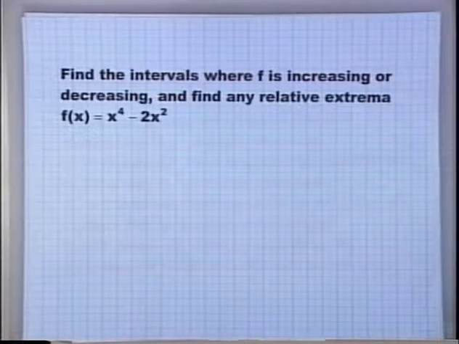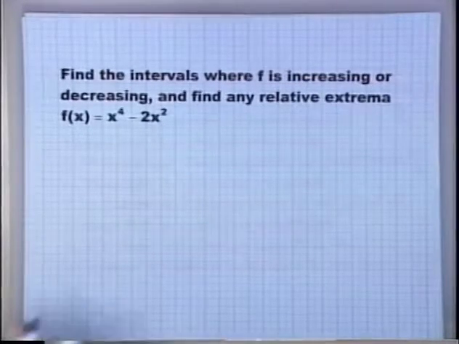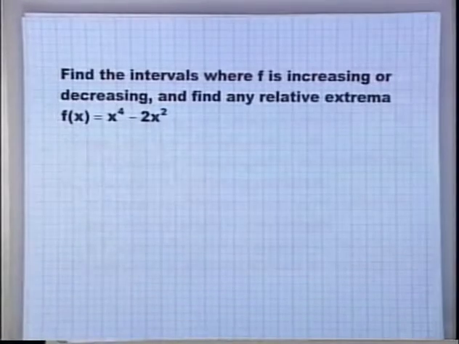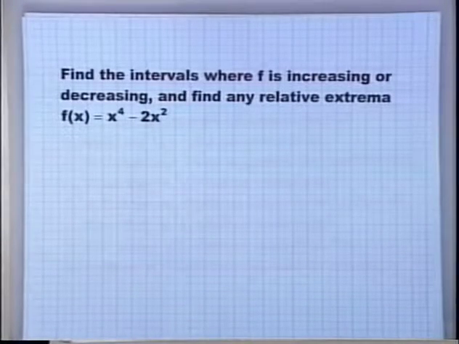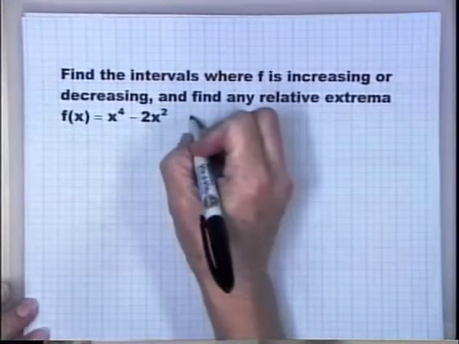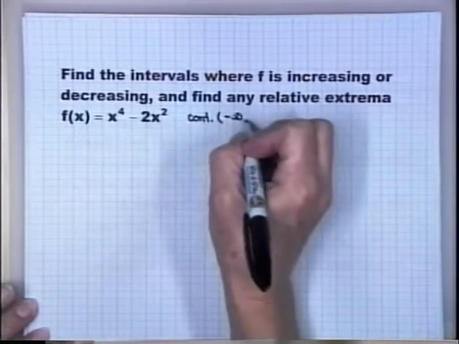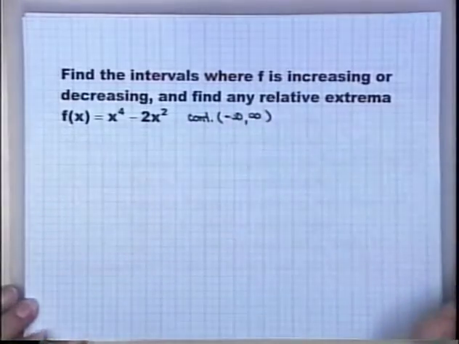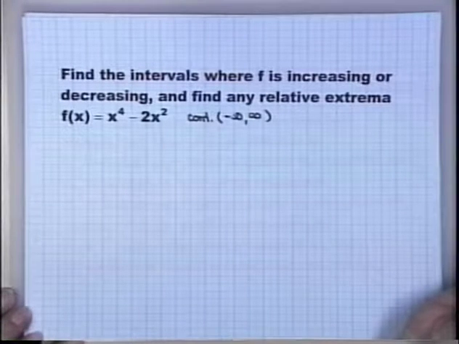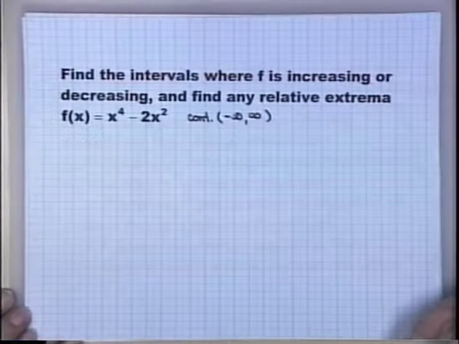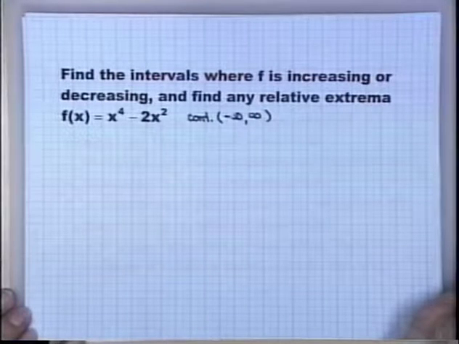Now, recall that we want to know, first of all, that this is a continuous function. Well, this is a polynomial function, so it's continuous everywhere. So I'm just going to make a note. This function is continuous all the way from negative infinity to positive infinity. So we're going to follow those steps that we had for a continuous function. We're going to find the critical numbers.